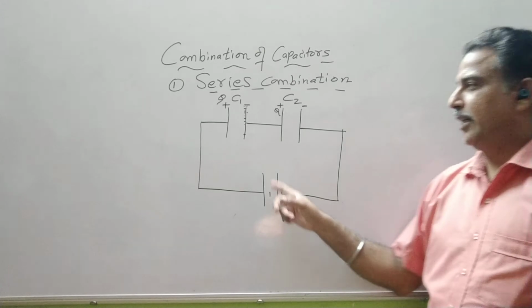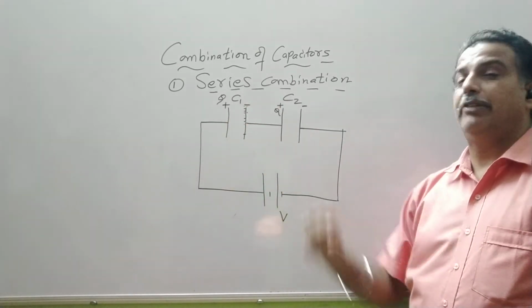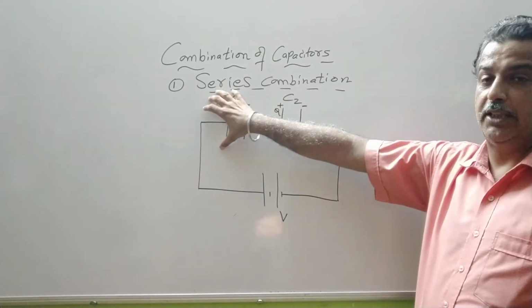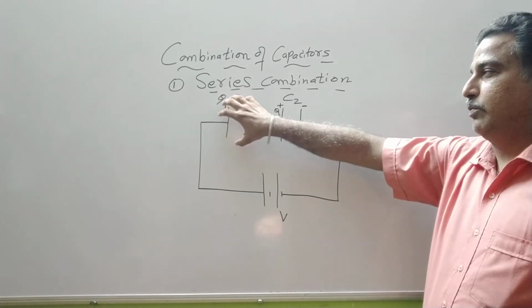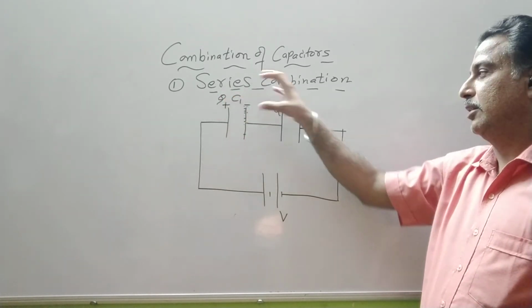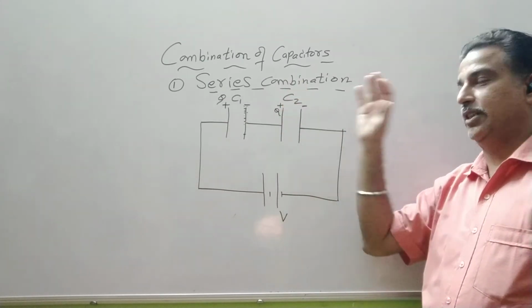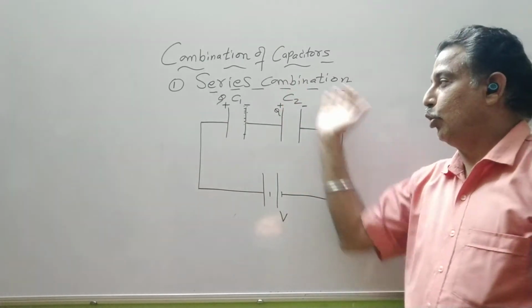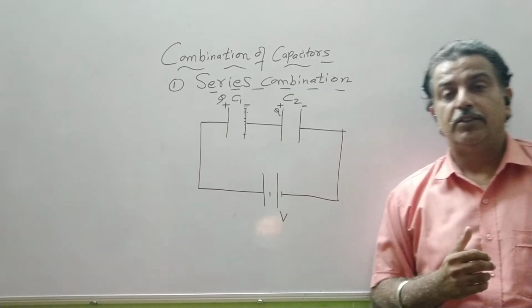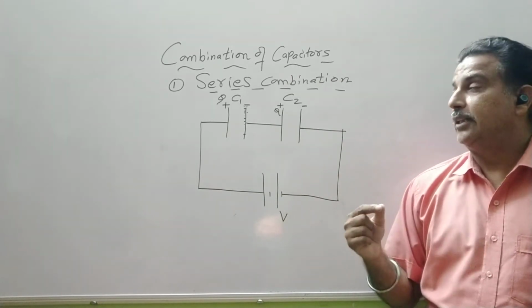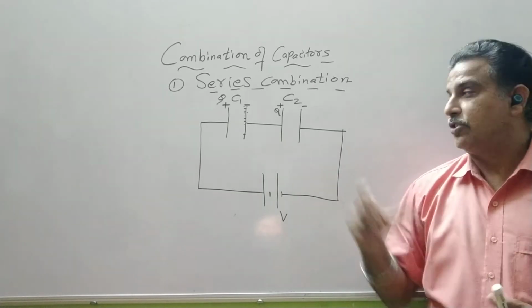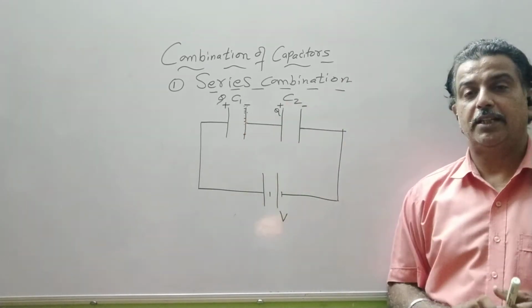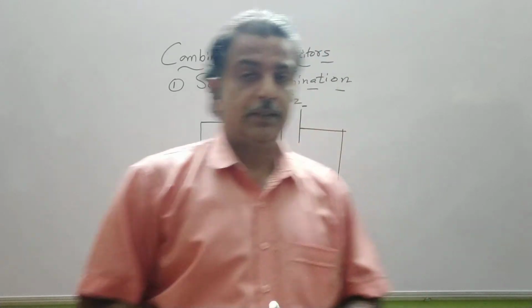So this battery does work on the first plate of C1, which becomes positively charged. Due to induced charge, or due to induction, this plate becomes negatively charged. This becomes positive, again this becomes negative, and the total charge of the system remains 0. So we say that in a series combination of capacitors, the charge on both capacitors remains the same.